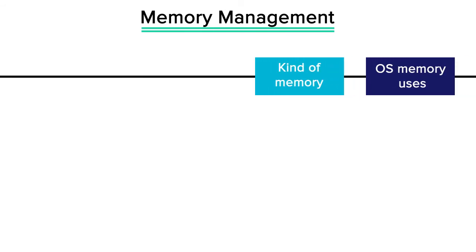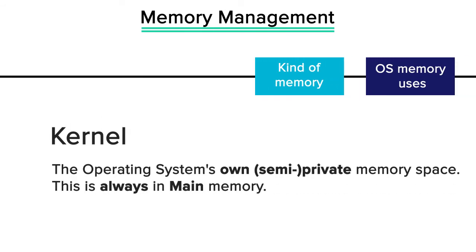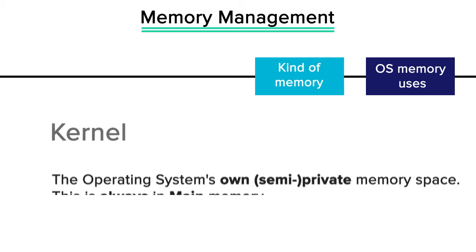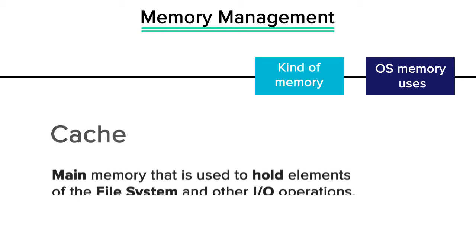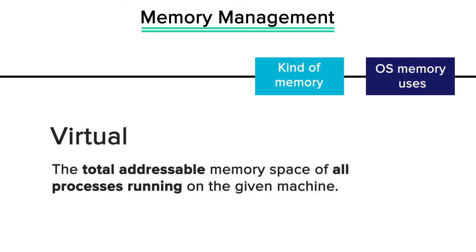OS memory uses. Kernel: the operating system's own semi-private memory space. This is always in main memory. Cache: main memory that is used to hold elements of the file system and other I/O operations. Not to be confused with the CPU cache or disk drive cache, which are not part of the main memory. Virtual: the total addressable memory space of all processes running on the given machine. The physical location of such data may be spread among any of the 3 kinds of memory.